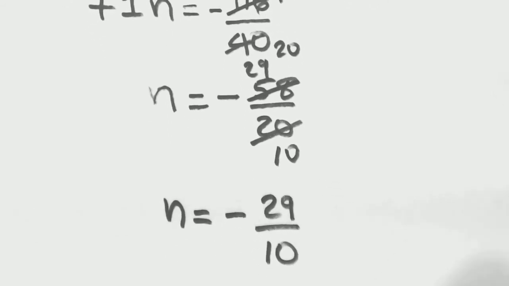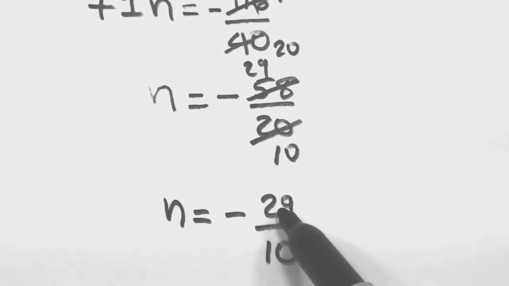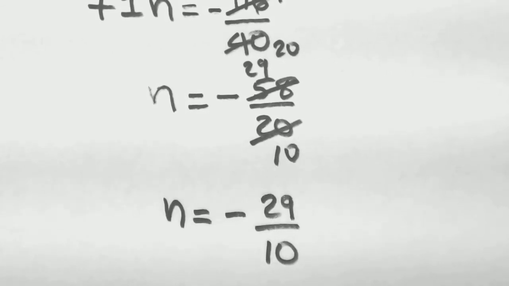At this stage, there's no more reducing we can do. 10 is 2 times 5, and neither of those will reduce into 29. So my final answer is right here. Now, this is an improper fraction. The value is greater than 1 because the top is larger than the bottom. But in algebra, as long as it's not a word problem or later on we're not graphing, you can leave the answer in improper form. You don't have to make a mixed number. You can if you want, but it's not necessary. This is perfectly fine here. n equals negative 29 tenths.